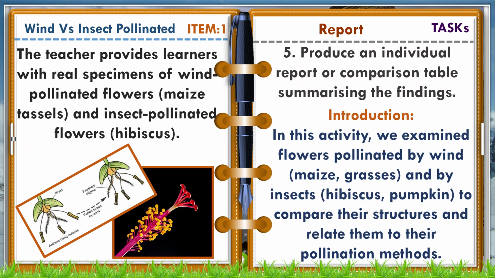Introduction. In this activity, we examine the flowers that are pollinated by wind, and we had maize and grasses, and those that are pollinated by insects. Those we looked at were hibiscus and pumpkins. We compare their structures and relate them to their pollination methods.